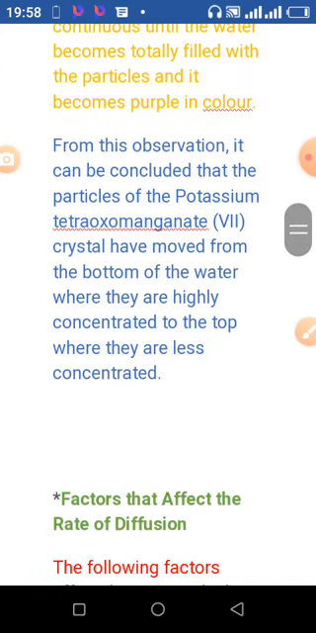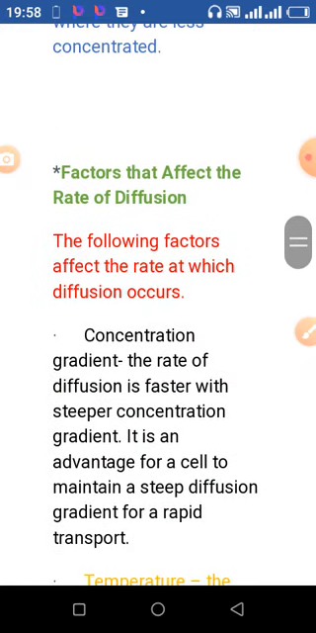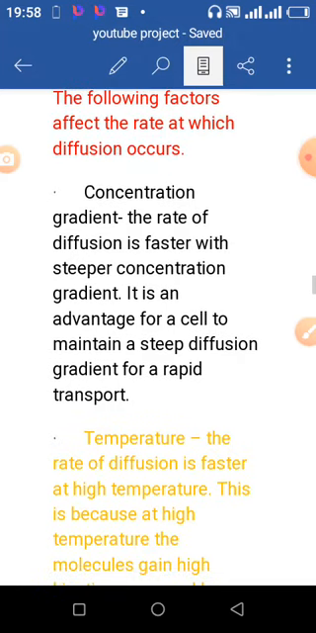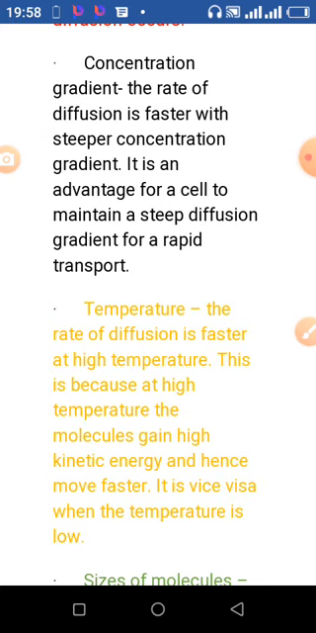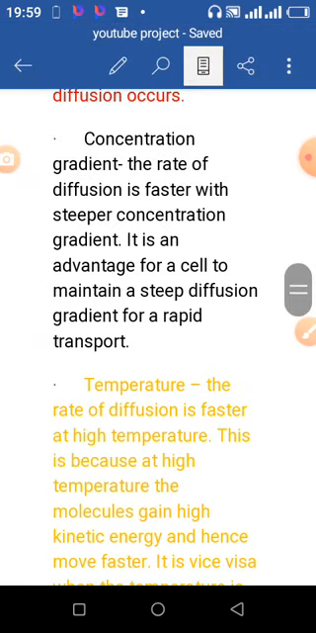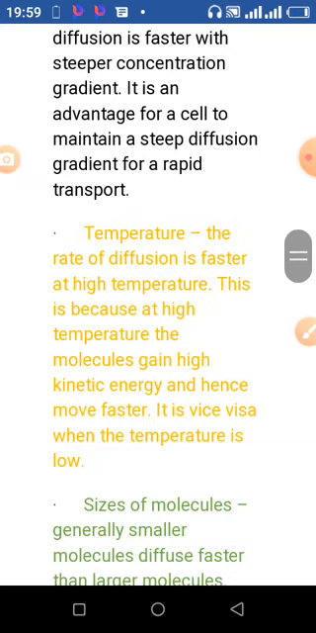Let's go into the factors that affect the rate of diffusion, which are, first, the concentration gradient. The rate of diffusion is faster with a steeper concentration gradient. It is an advantage for a cell to maintain a steep diffusion gradient with rapid transport. So the concentration gradient is one of the factors when dealing with diffusion.